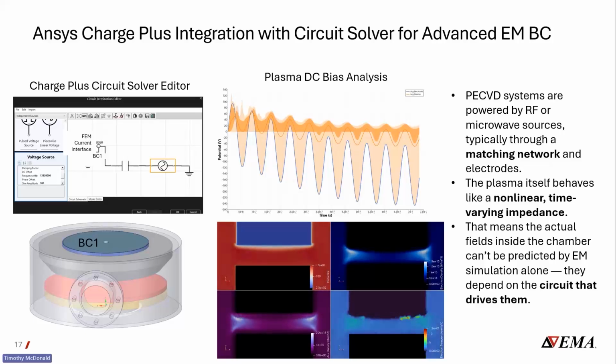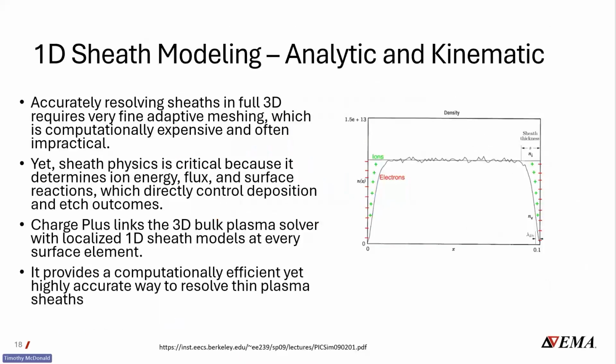So now we have the ability to have a general circuit applied as that boundary condition, because as we said before, the knob that engineers turn is the power applied to the different RF frequencies. Without a circuit, you can't apply a power boundary condition.